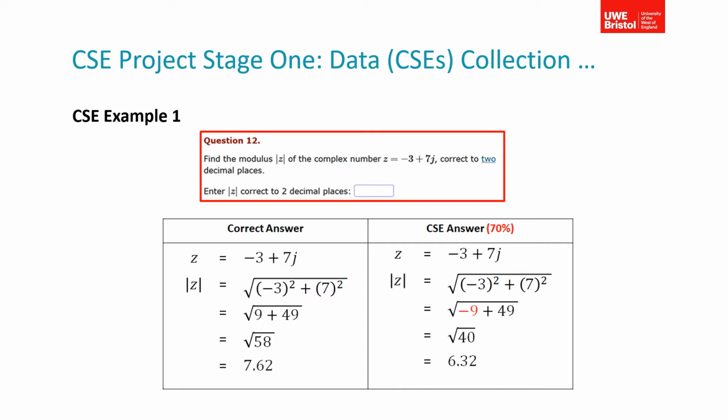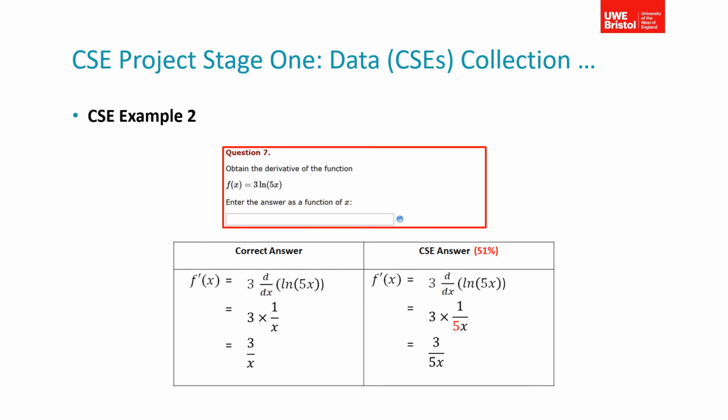This question asks to find the modulus of a given complex number. The correct answer to the question was 7.62. However, 70% of students who got the answer incorrect put the answer as 6.32. Their rough work showed that the misconception behind this error is to take the square of a negative number, here the square of -3, as -9. Hence, they got 6.32 as the answer.